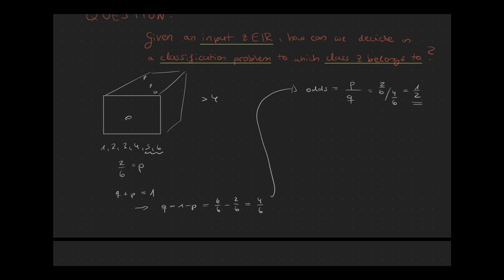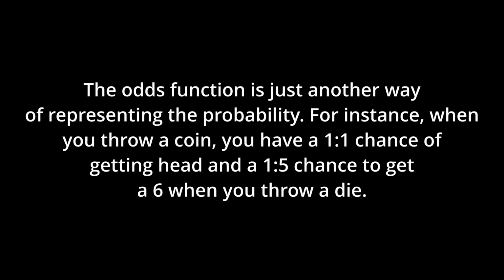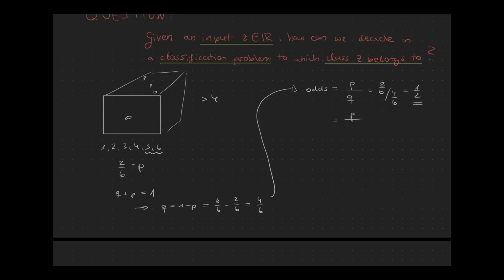So why is the chance or the odds equal to 1/2? Well, because there are 2 events, and that is rolling the die and getting a 5 or 6, and there are 4 events to roll the die and get a 1, 2, 3, or 4. And that is why the odds are 1/2. So the odds are equal to p divided by 1 minus p.